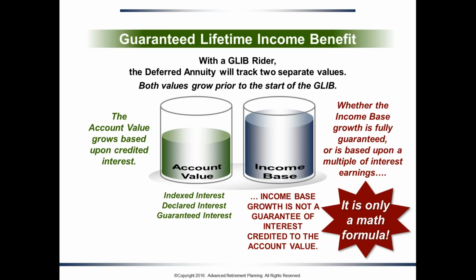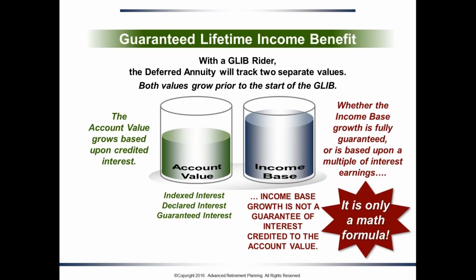In fact, that whole Brokers Alliance annuity lead generation program is based upon a lie, and it's this. They put out these ads and say guaranteed 8% annuity returns. Well, that's not really what's happening. You may have a guaranteed growth of that income base, but that's just a math formula. It's not guaranteed growth to that account value. So it's really, really misleading to do that, okay?